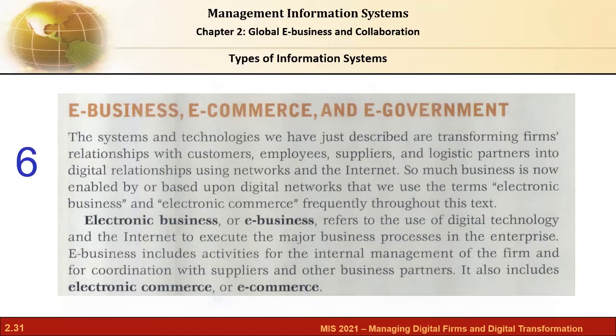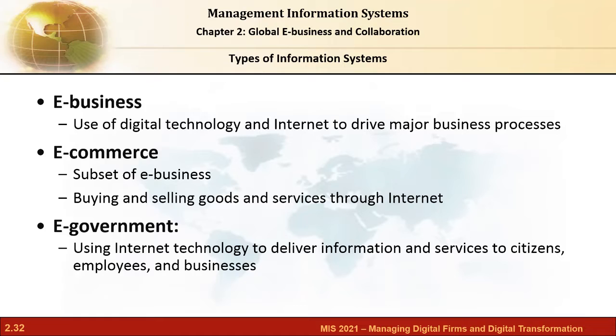Business is now enabled by digital networks. So we have the term electronic business or e-business, and also electronic commerce or e-commerce, and also electronic government or e-government. But now we have digitalized almost all activities, so we also come to the terms digital business, digital government and digital commerce. So again, e-commerce or e-business refers to the use of digital technologies and the internet to drive major business processes. We have discussed business processes in a previous part of this chapter.